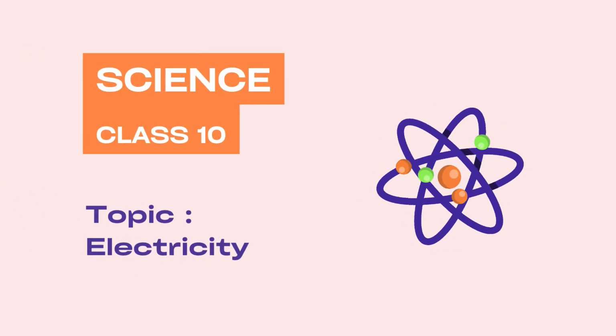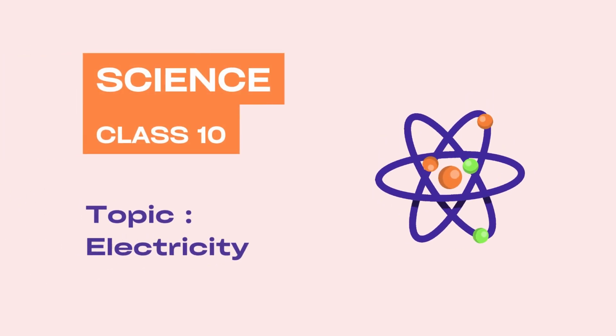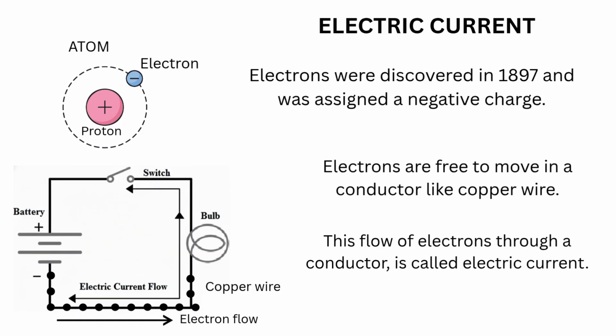Science. Topic: Electricity. Electrons were discovered in 1897 and were assigned a negative charge. Electrons are free to move in a conductor like copper wire. This flow of electrons through a conductor is called electric current.